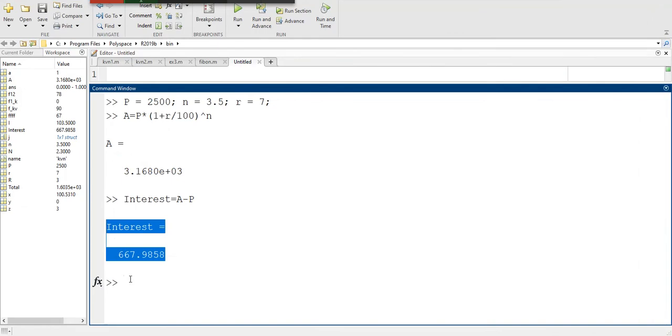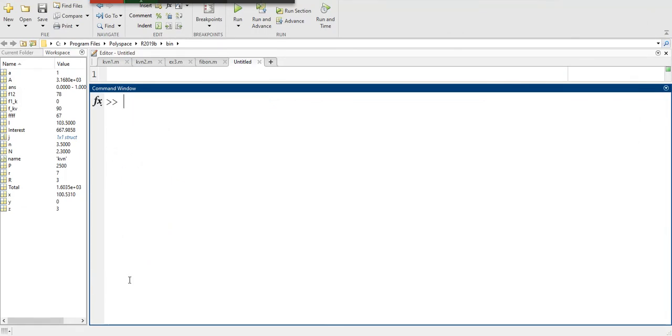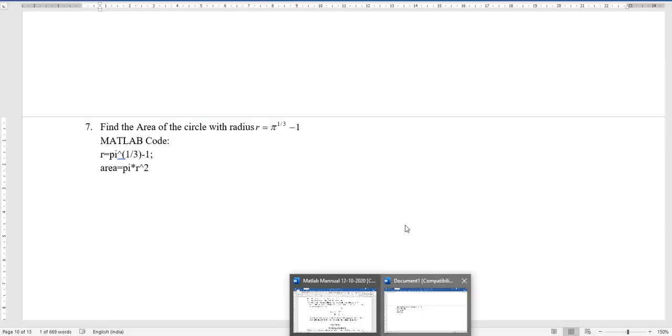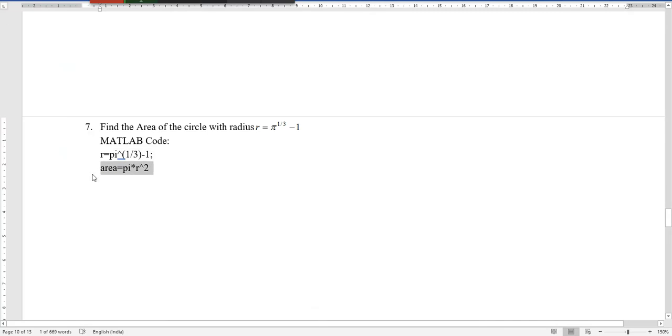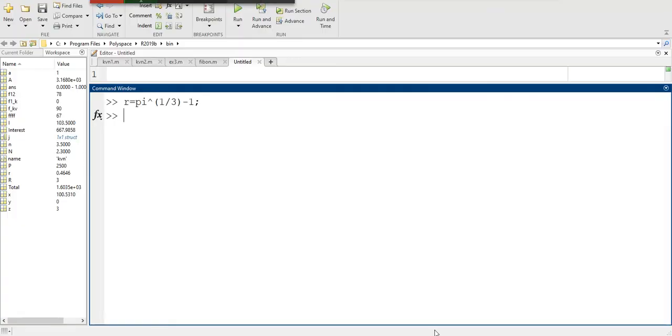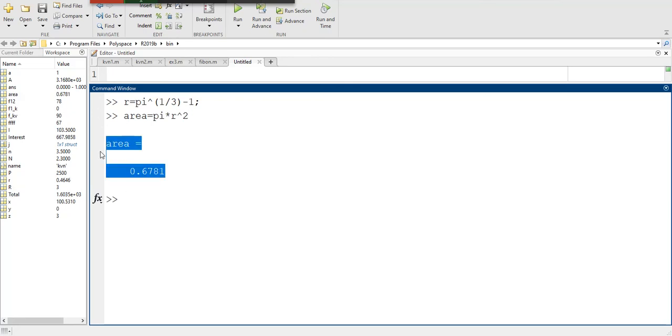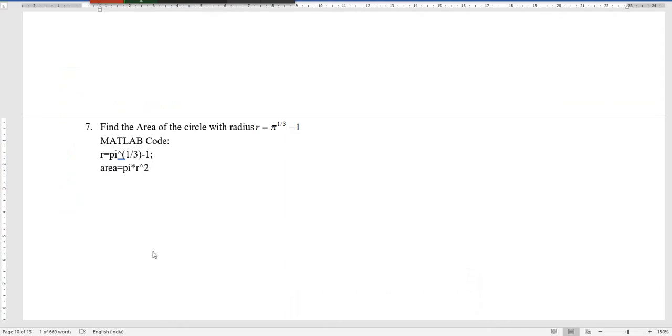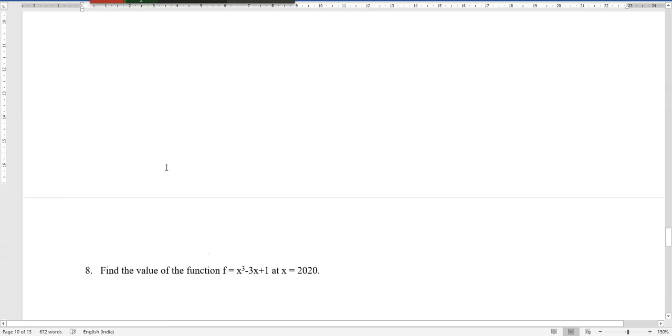Okay, CLC. R, output is not required, that's why I am not displaying it. Area equals to area, directly you will get the answer. Area equals to, okay, just check it manually, then you will get the answer. Very simple question. Now coming to the eighth question.